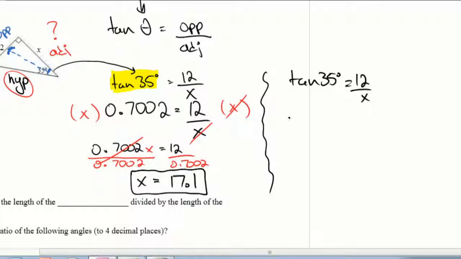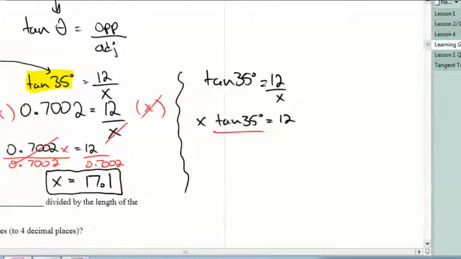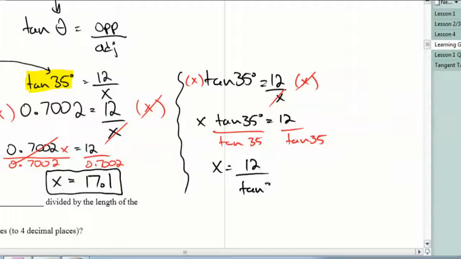I'm going to multiply both sides by x, so I get x times the tangent of 35 degrees is the length 12, and then I'm going to divide both sides by tangent 35. So I'm just doing the exact same thing. Just the exact same process, except now I have x is 12 divided by the tangent of 35 degrees. And you can just plug that into your calculator. It just depends on how your calculator works, but you should end up with the same answer, x is 17.1.